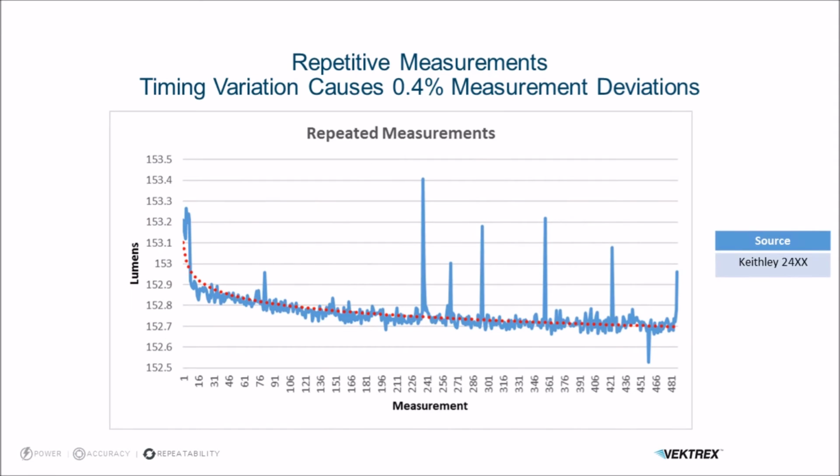Here's an example repetitive single pulse measurement using a Keithley 2401 current source. And this current source has some timing variation. And you can see we have 0.4% variation right here. Sometimes the measurements are as much as 0.4% off the trend line.